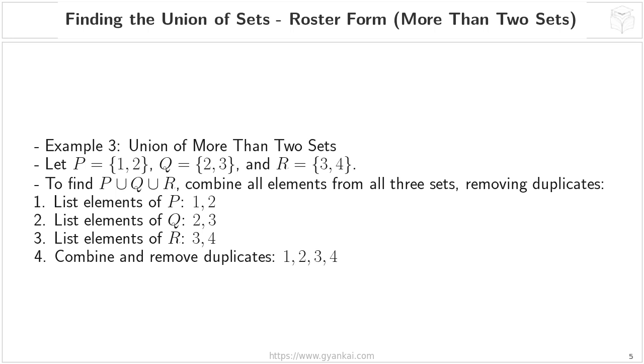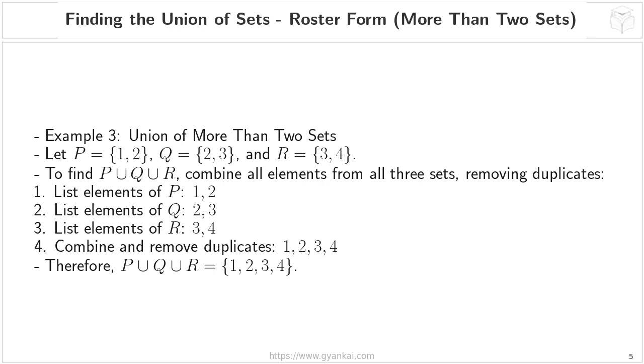Now here's the crucial part. Just like before, we need to remove any duplicates. If we just listed everything out, we'd have 1, 2, 2, 3, 3, 4. But remember, in a set, each element is unique. So, after removing the duplicates, we're left with 1, 2, 3, and 4. Therefore, the union of P, Q, and R, that is, P union Q union R, is the set containing 1, 2, 3, and 4. We represent this as {1, 2, 3, 4}.